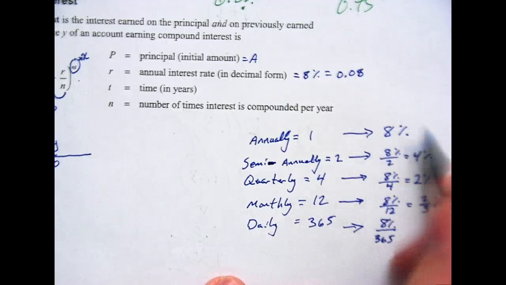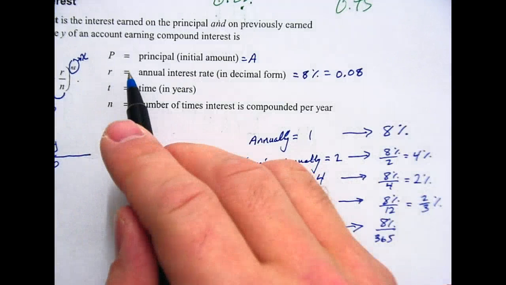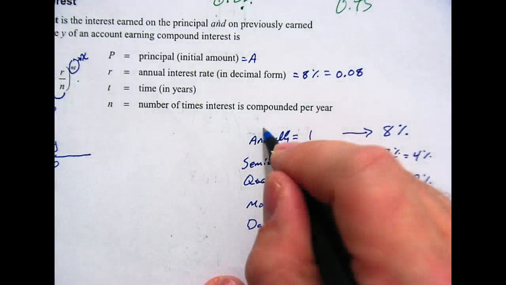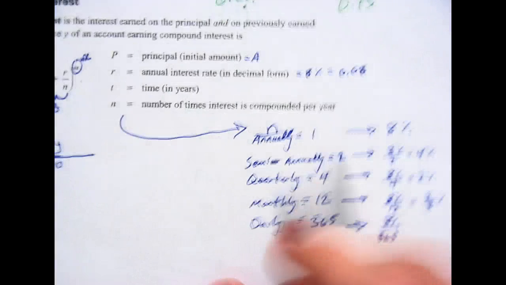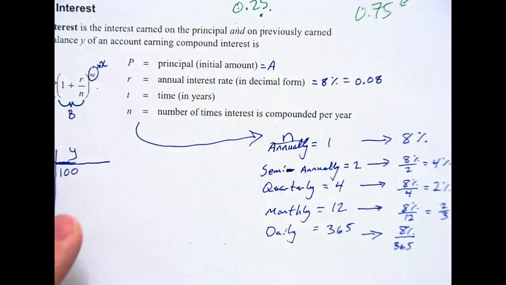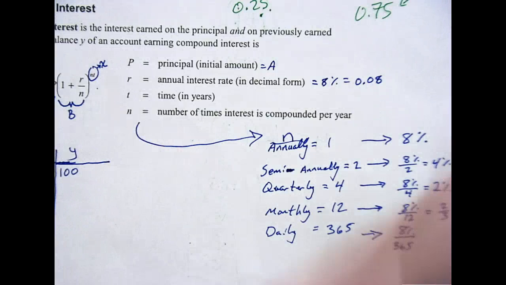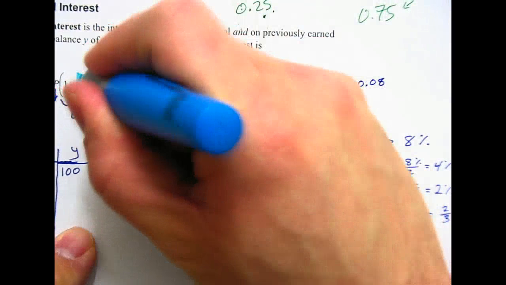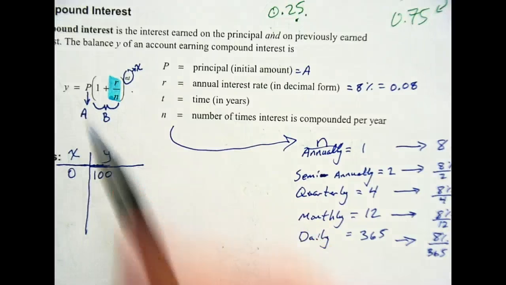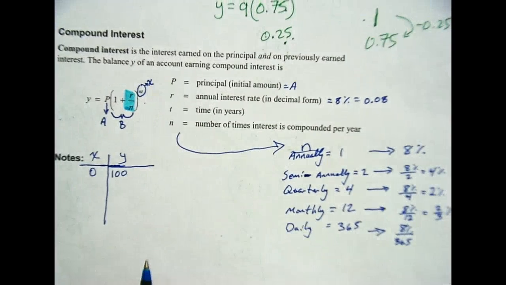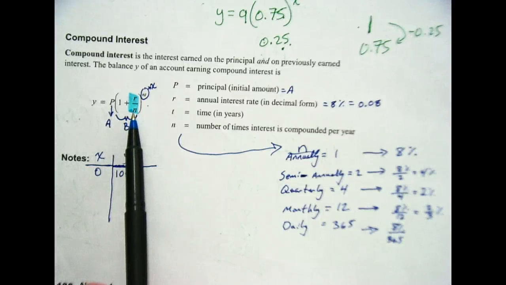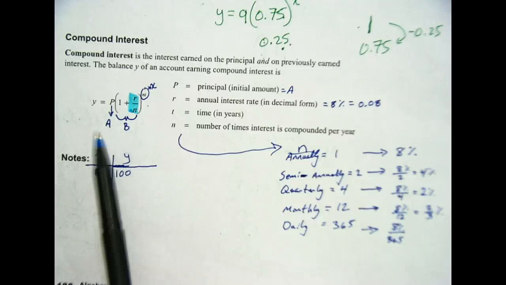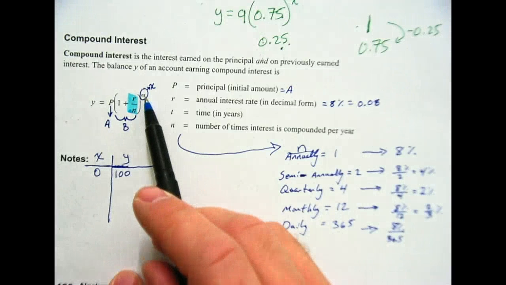This thing is called our rate, right? It's our R. This is N. This is the number of times our interest is being compounded. That's this guy right here. That's what we're doing right here to figure out what our rate is. So in our equation, we're doing the division. That's kind of what we did over here to figure out what rate we're getting each time. That makes sense?